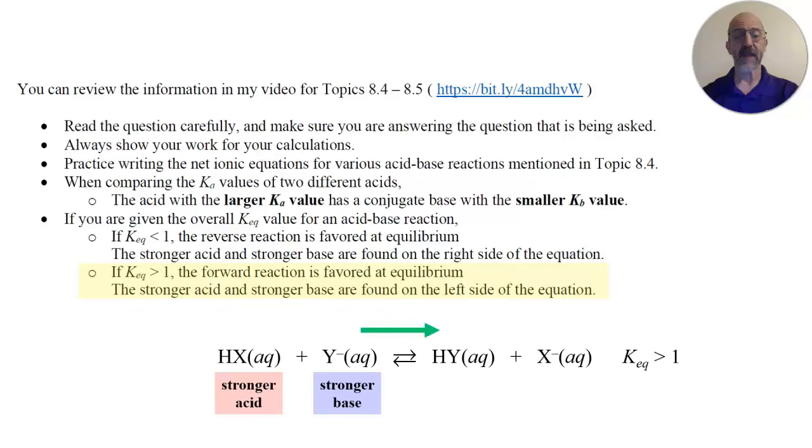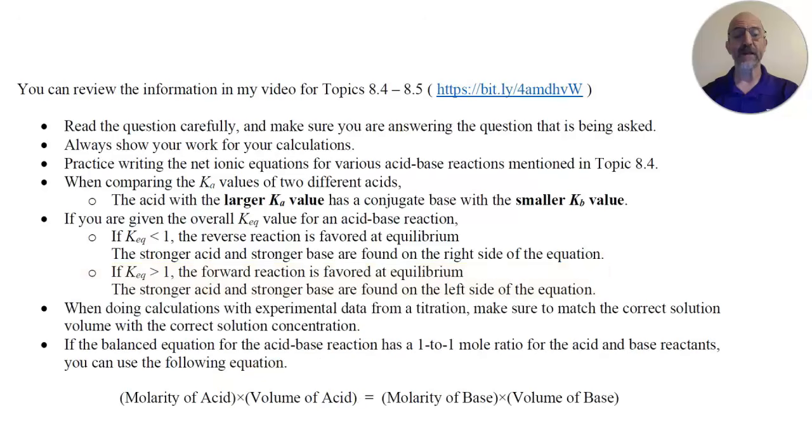My next piece of advice is, when doing calculations with experimental data from a titration, make sure to match the correct solution volume with the correct solution concentration. And as you've seen many times in this lesson, if the balanced equation for an acid-base reaction has a 1-to-1 mole ratio for the acid and the base reactants, then you can use the following equation as necessary, which would be molarity of acid times volume of acid equals molarity of base times volume of base.